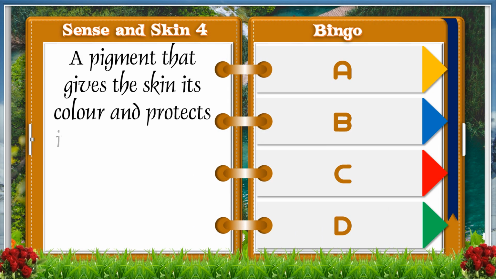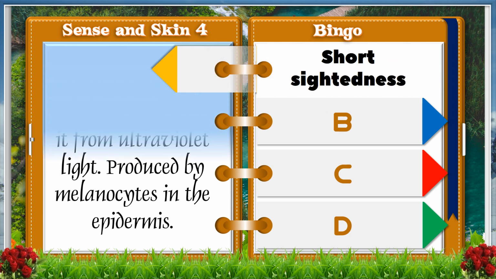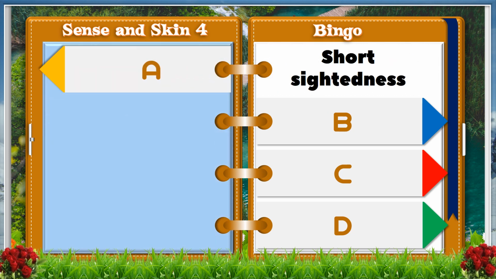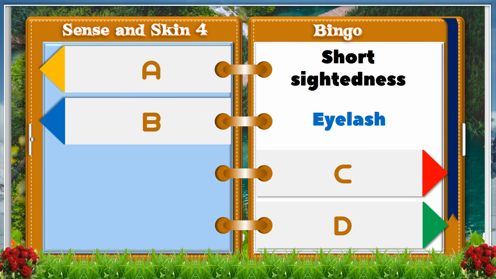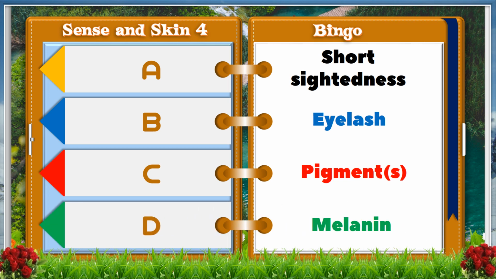A pigment that gives the skin its color and protects it from ultraviolet light, produced by melanocytes in the epidermis. A. Short-sightedness. B. Eyelash. C. Pigments. D. Melanin. And the answer is D. Melanin.